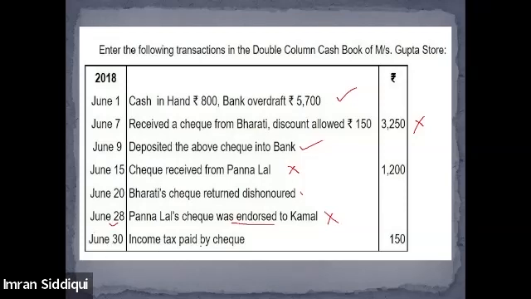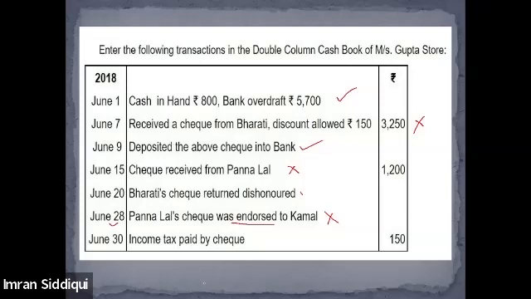Finally, on June 30, income tax paid by check. Now see, income tax is a personal tax, and if income tax is paid, it will be treated as drawings. So if the proprietor or the entrepreneur is paying the income tax by way of check, that will reduce the overall bank balance by 150 rupees, but that will be considered as drawings.